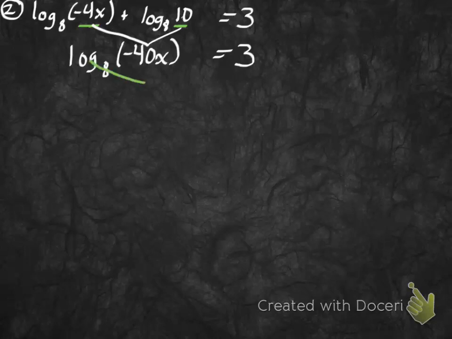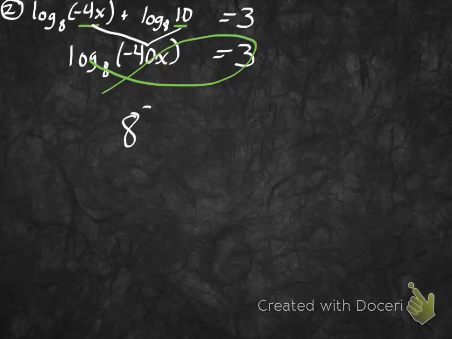So that means it's going to be 8 to the power of 3 equals a negative 40x. Do I have a squared variable? Okay. So that means I'm just going to solve this like a regular algebra 1 linear equation. Except we need to figure out what 8 cubed is. What's 8 times 8 times 8? 512.